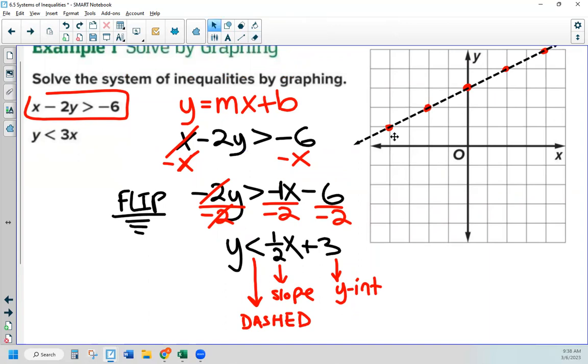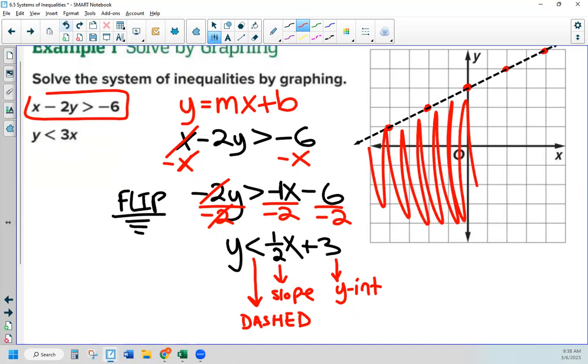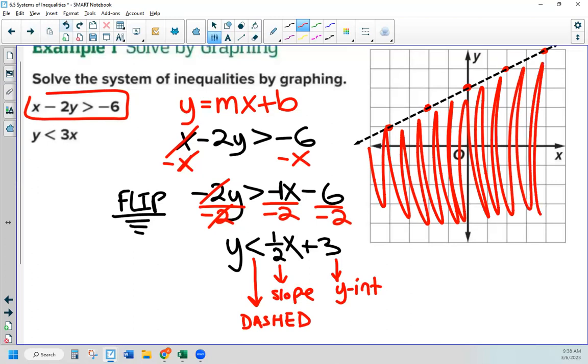Now I think about my shading. Where's my shading going to be located? Well, if I look at my slope-intercept form, just the beginning of it, it says y is less than. Now remember that? Y is less than. Less than means under, below. Less than is below or under. So that means that our shading is going to happen everywhere below this line, right?